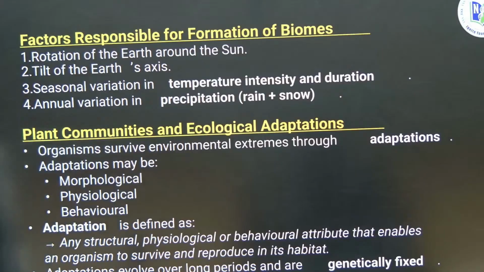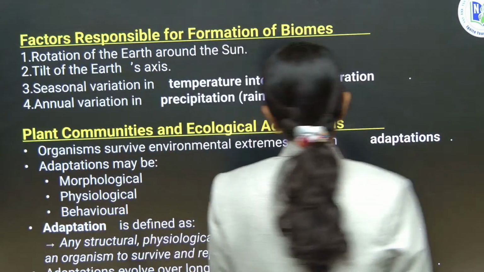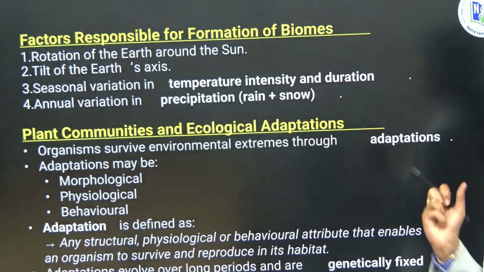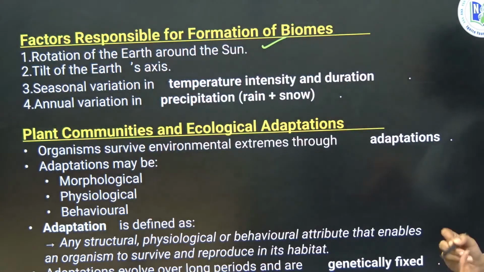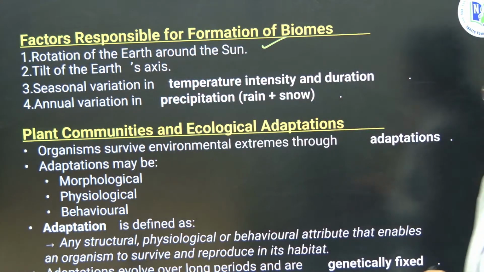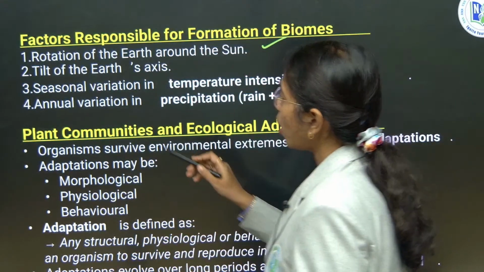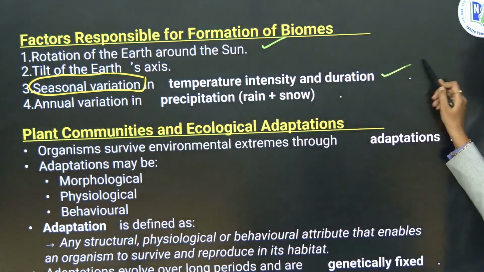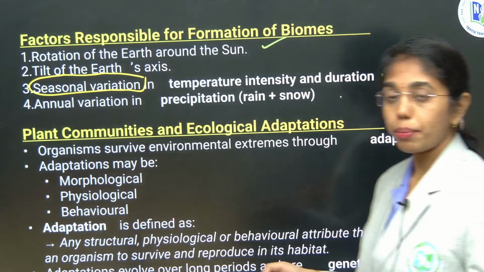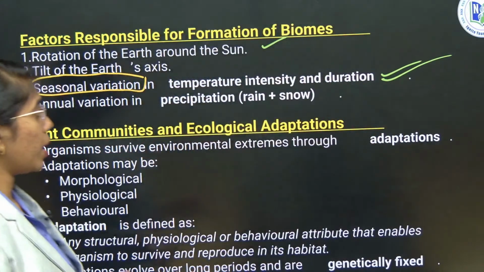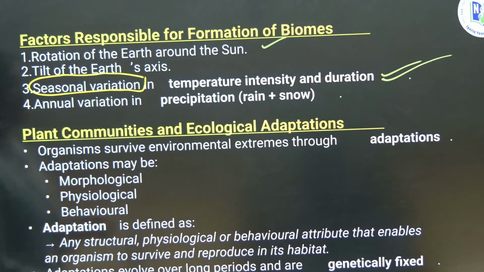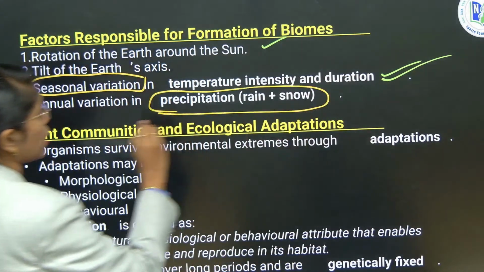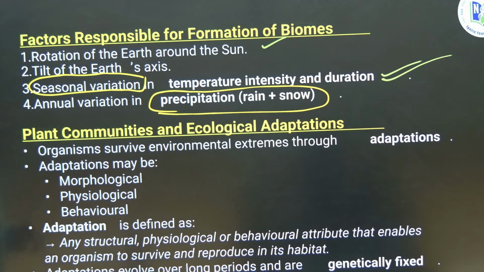Okay. So, here we go. First, rotation of earth around the sun. Both rotation and revolution of earth around the sun is one of the major factors for biome formation. Next, tilt of earth's axis. Then most importantly, seasonal variations in temperature intensity and duration. Seasonal variations will give out what? Temperature variation, and the intensity of temperature will be changed. Next, annual variations, for example precipitation, rain and snow. Next, plant communities and ecological adaptations.